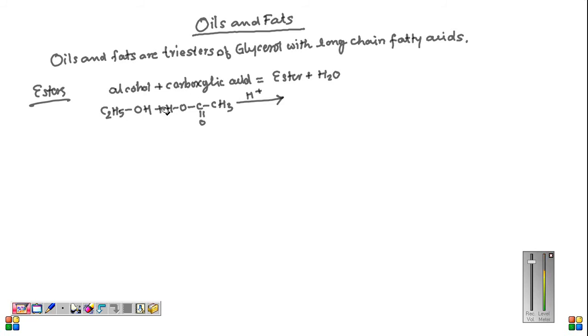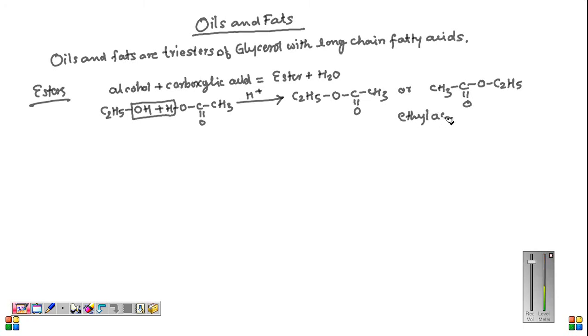Now, when these two react in the presence of an acid catalyst, they form an ester. During the formation of an ester, there is a loss of a water molecule, and it forms C2H5O COCH3. Or you can write it in the reverse way, as CH3C=O OC2H5. And this is called ethyl acetate.